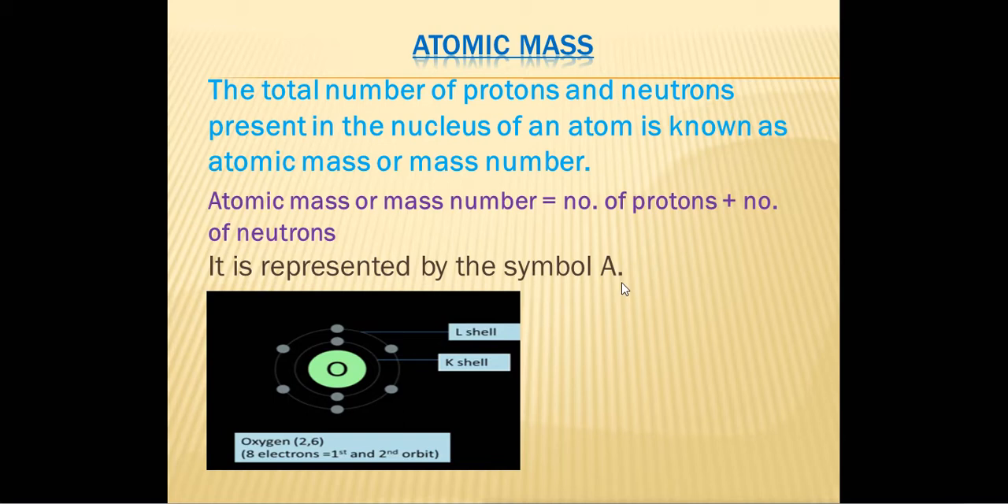It is represented by the symbol A, capital A. Suppose we have any element X. Atomic number is represented by the letter Z and it is always written at the bottom. Atomic mass or mass number is represented by the letter A and it is always written at the top. Suppose we take the example of oxygen. The symbol of oxygen is O. The atomic number of oxygen is 8, and we'll write that at the bottom. The atomic mass or mass number of oxygen is 16, and we'll write that at the top. Suppose you take sodium. The symbol of sodium is Na. The atomic number of sodium is 11.